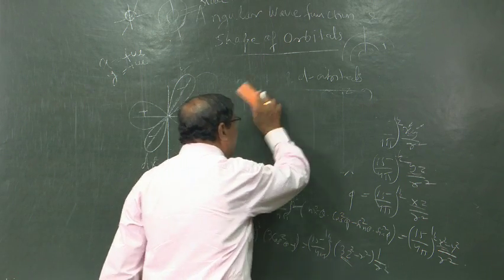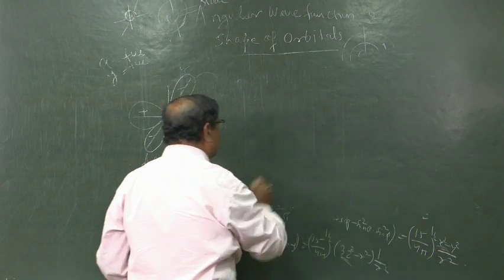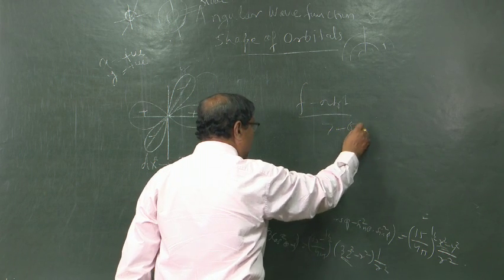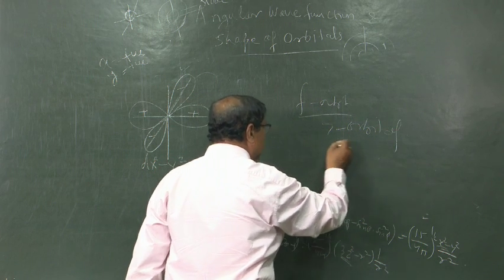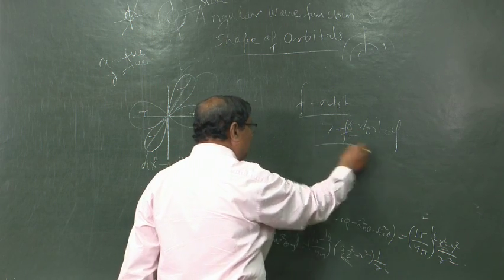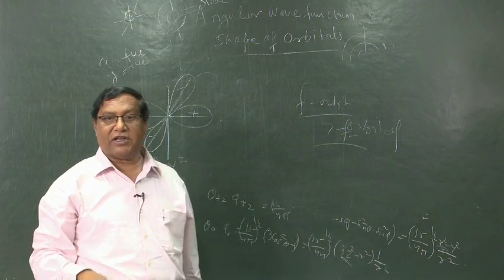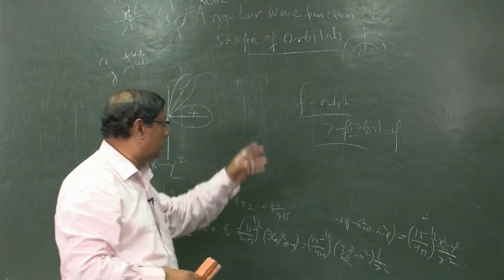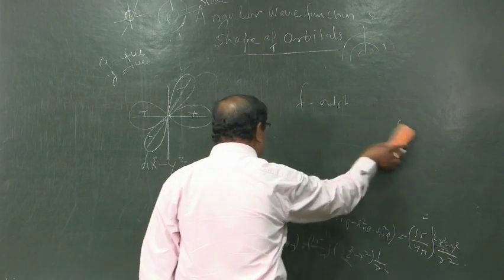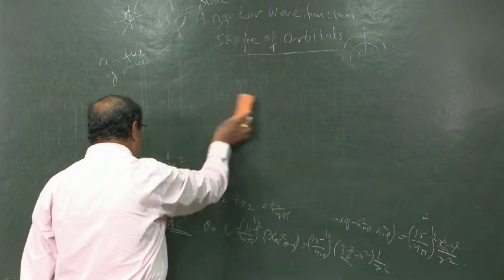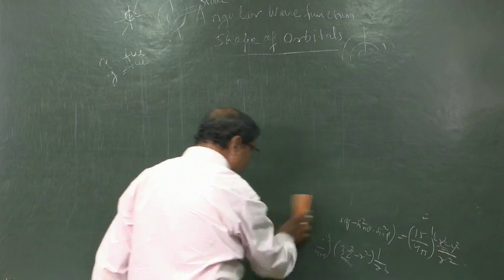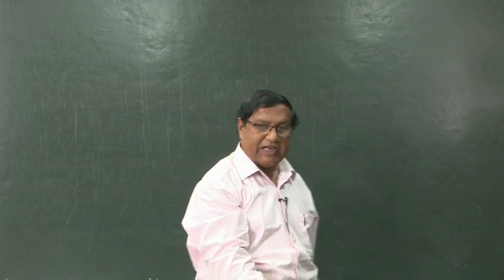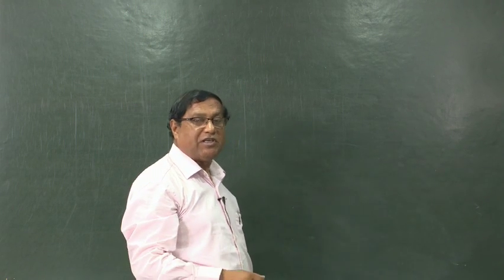Similarly, the shape of the f orbital. There are 7 f orbitals, but we cannot show them on the blackboard. It requires a 3-dimensional picture to demonstrate the shape of the f orbitals, so we cannot show it here. We can only show the shape of the s orbital, the p orbitals, and the d orbitals. So, we have already covered the radial and angular wave functions and the shapes of the orbitals.